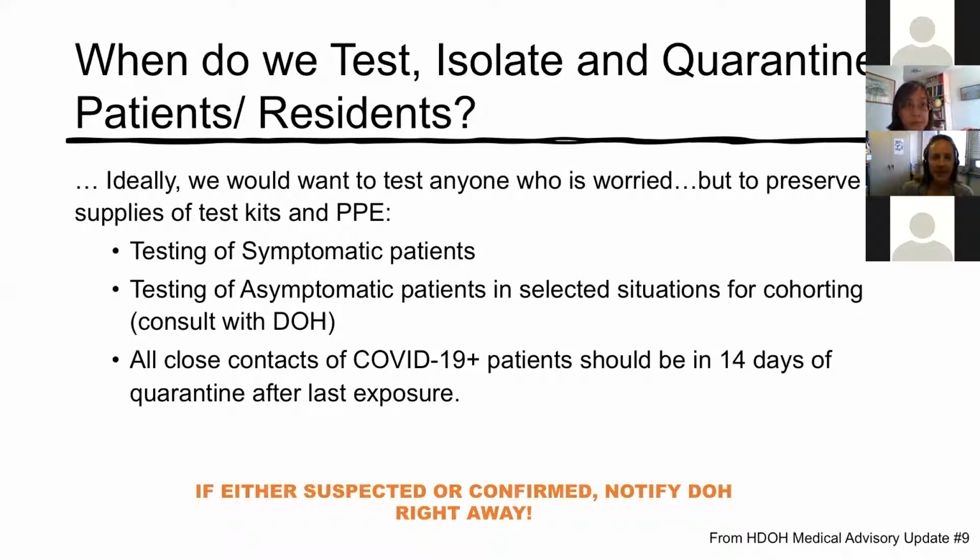When do we test, isolate, and quarantine patients or residents? Ideally, we would want to test anyone who we're worried about, but to preserve supplies and test kits of PPE, we've listed out some prioritization criteria. Obviously, at the top is symptomatic patients. We're also interested in testing asymptomatic patients in selected situations, especially in communal living situations or long-term care facilities, where it might make sense to cohort people based on their test result. And then also all close contacts should be in 14 days of quarantine after last exposure, no matter what, regardless of the test result. Next slide, please.